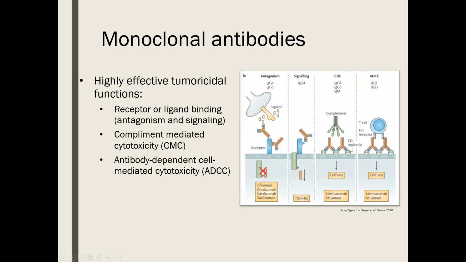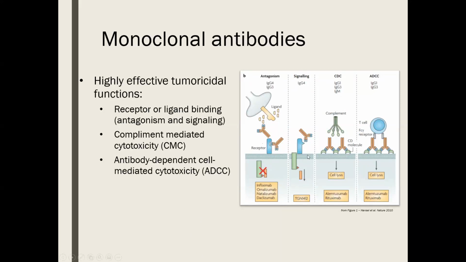I like to think of monoclonal antibodies in the mechanisms by which they elicit their function. They have several highly effective tumoricidal functions. They can serve as both receptor or ligand binding, so antagonism or signaling. So here in the graphic on the left-hand side with antagonism, you can have your monoclonal antibody bind to a receptor and block what the endogenous ligand should be.